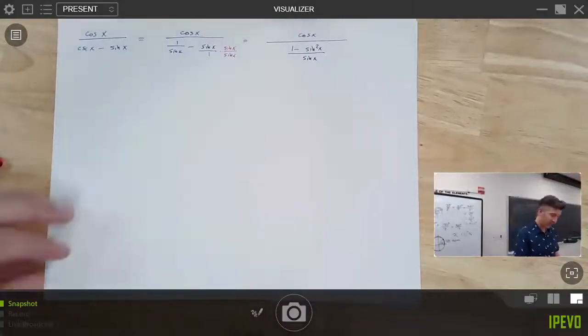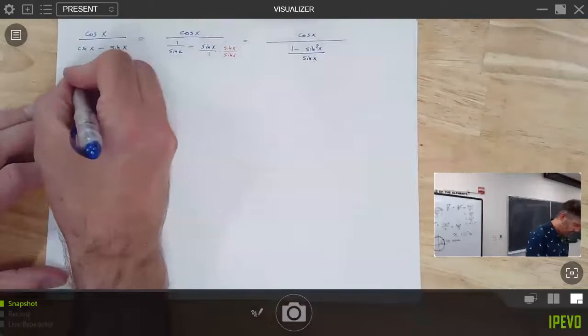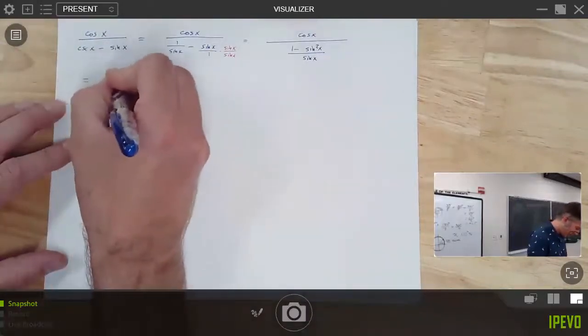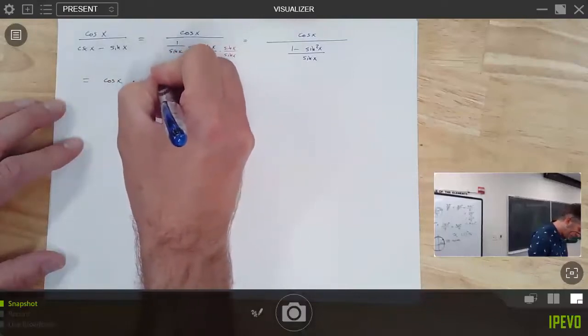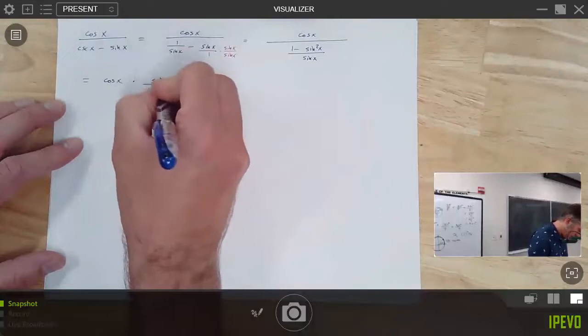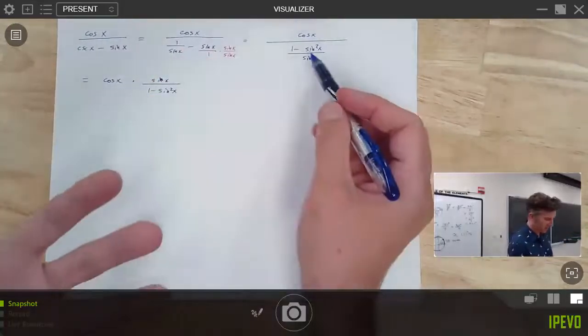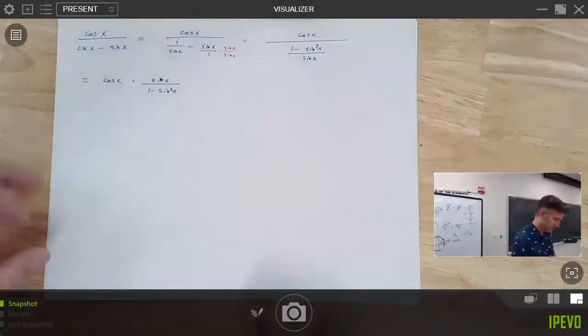Okay, now we can replace 1 minus sine squared with cosine squared. Or you could flip the multiply first, either way. You can say it's cosine of x times sine of x over 1 minus sine squared of x. When you have a fraction in the bottom, at some point you almost always have to flip it over and multiply by it without doing anything else.